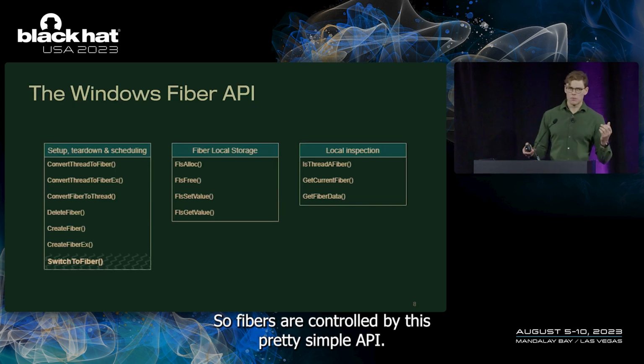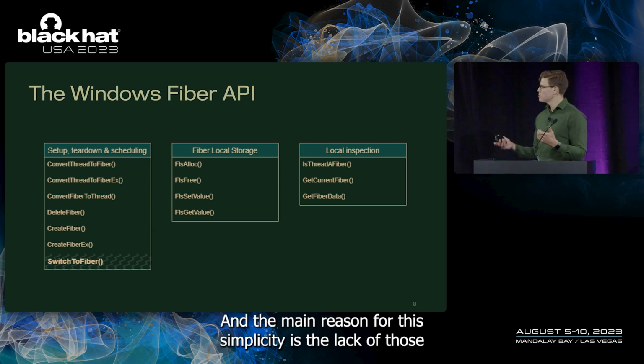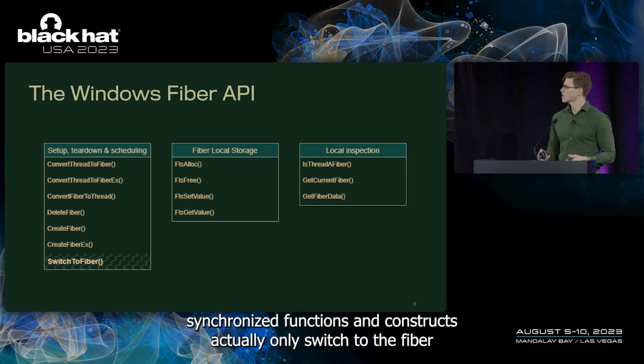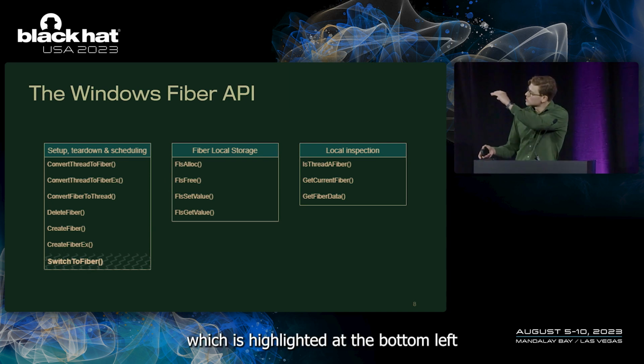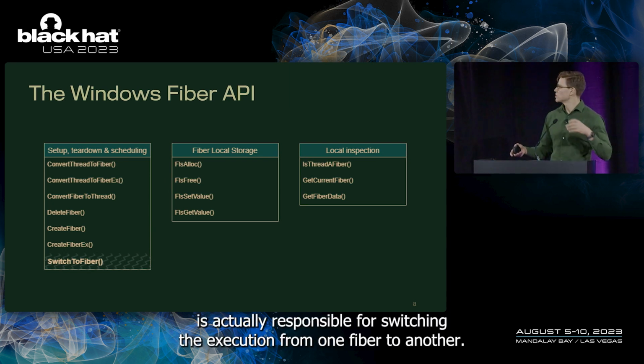So fibers are controlled by this pretty simple API. And the main reason for this simplicity is the lack of those synchronization functions and constructs. Actually, only switch to fiber, which is highlighted in the bottom left, is responsible for switching the execution from one fiber to another.